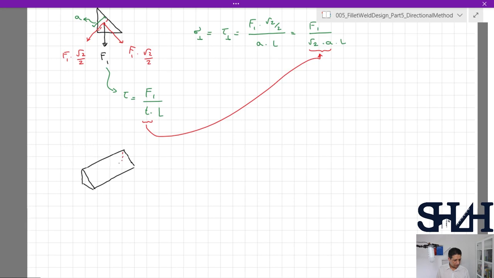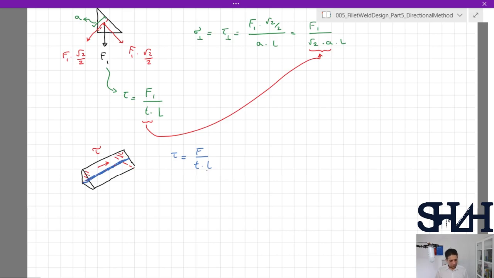If you calculated the shear stress in this hatched area to be tau, and you are going to calculate the shear stress in the throat plane, first you need to multiply tau with the leg of the weld and then divide it by the throat thickness. So tau will be F divided by T times L. Formerly we calculated that way.